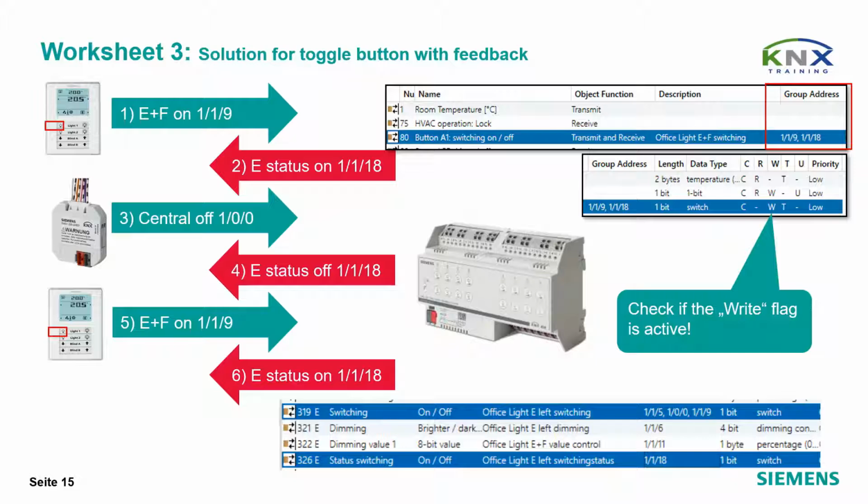The solution is to link the switching object of the push button also to a status address of the controlled actuator channel. Make sure that in this case the status telegram finds an active write flag in this object, so that the object value can be overwritten or simply updated.